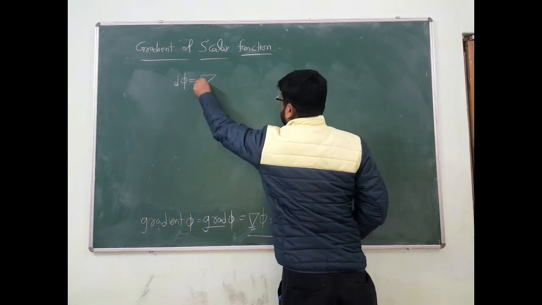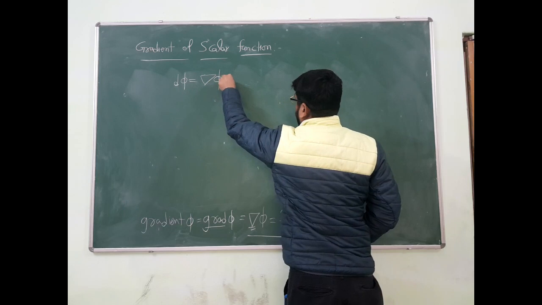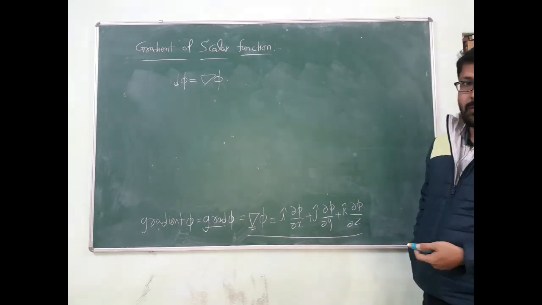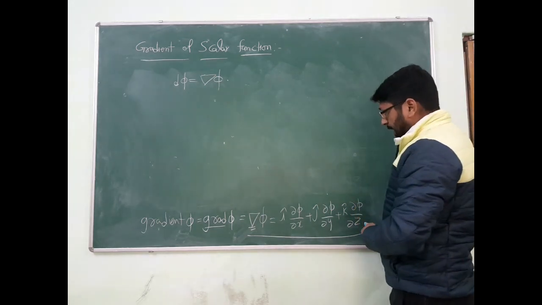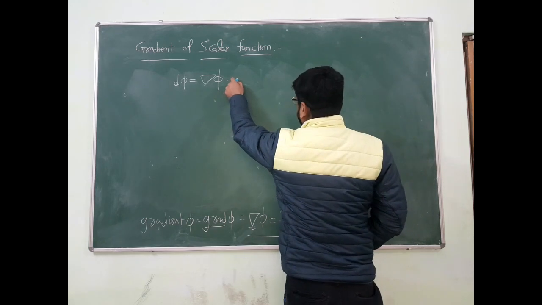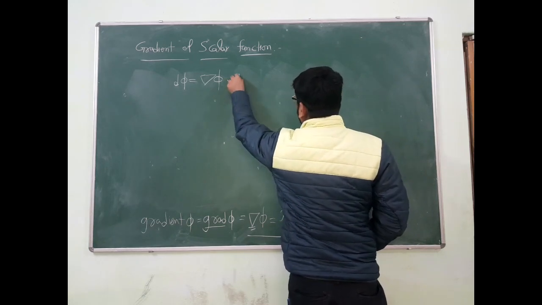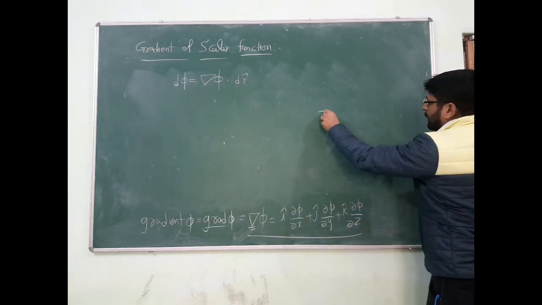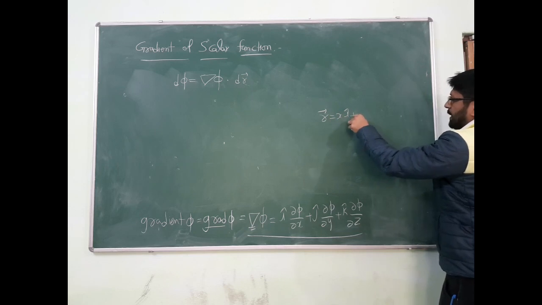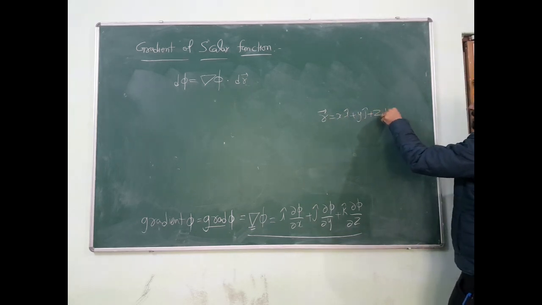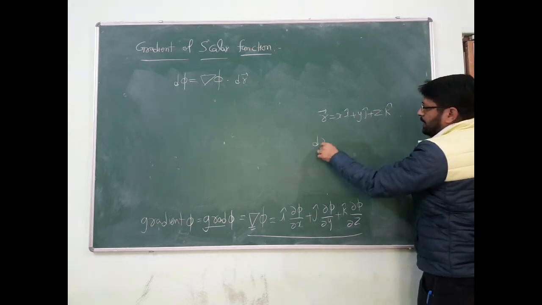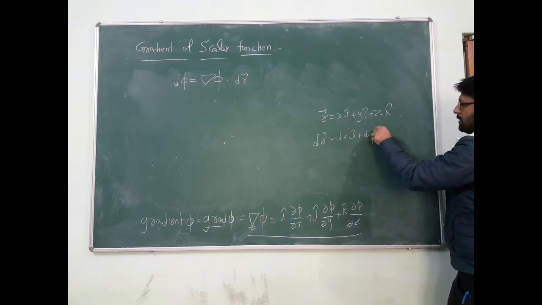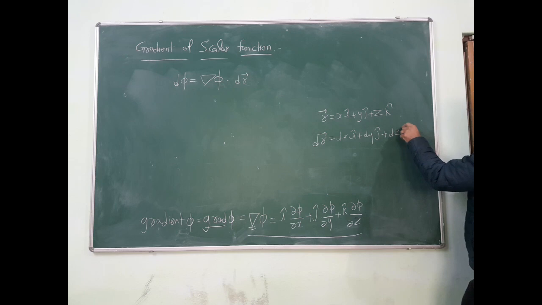That means this del phi dot, and that other term, which was i cap dx plus j cap dy plus k cap dz, was actually nothing but dr vector. If you remember how we defined r vector, it was x i cap plus y j cap plus z k cap. Similarly, this dr vector will be dx i cap plus dy j cap plus dz k cap.